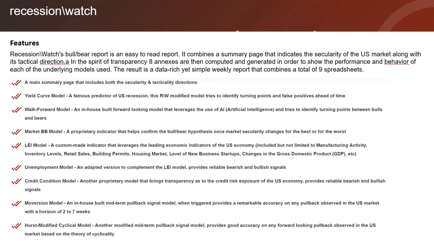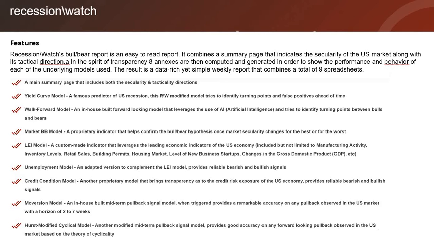So it has a number of features. The most important feature is certainly the main summary page that includes both the secularity and the technicality directions. That is combined along with 8 other annexes. So first we have the yield curve model, a very well publicized model in the media at the moment. It is a famous predictor of US recessions. We have here a modified model that tries to identify the turning points and the false positives well ahead of time.